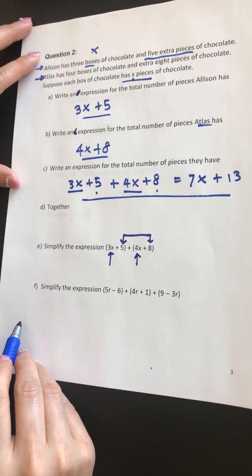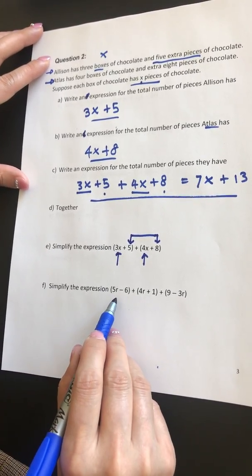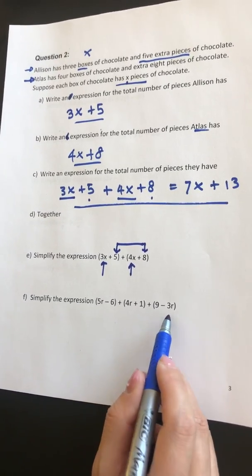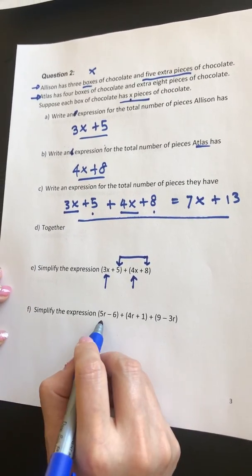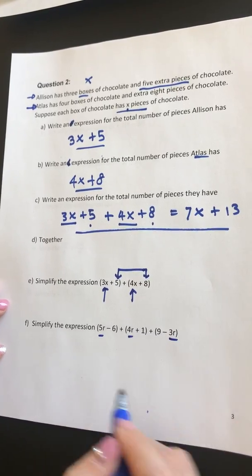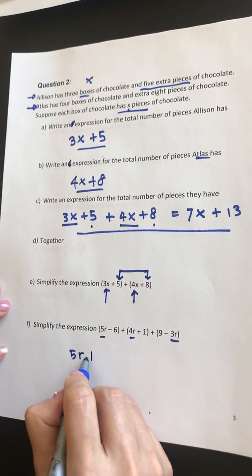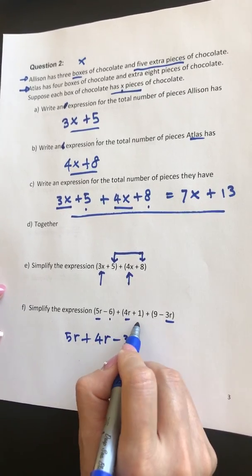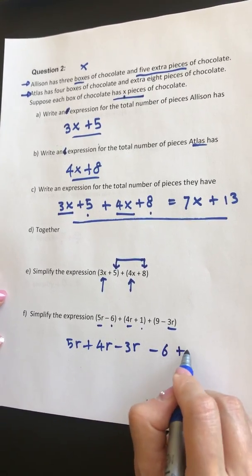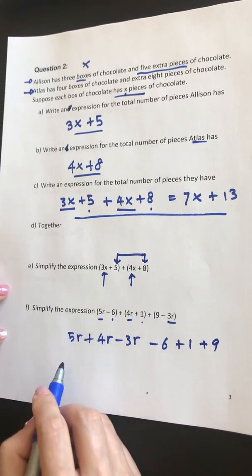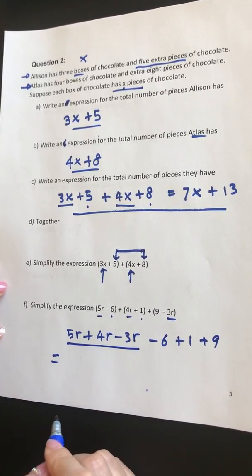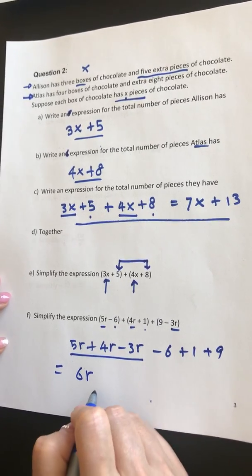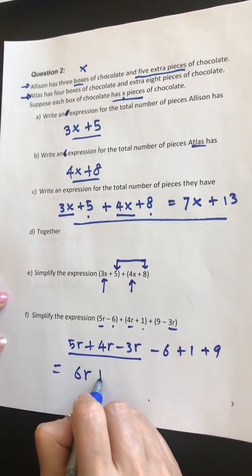Part F, simplify the expression 5r minus 6 plus 4r plus 1 and 9 minus 3r. Again, we do the same thing. We collect similar terms, 5r plus 4r minus 3r. And then the numbers, minus 6 plus 1 plus 9. Okay, these would give me 6r. This minus 6, that's minus 5 plus 4.